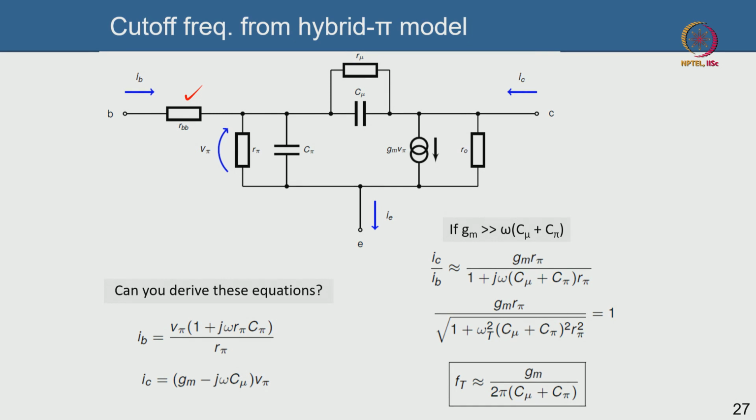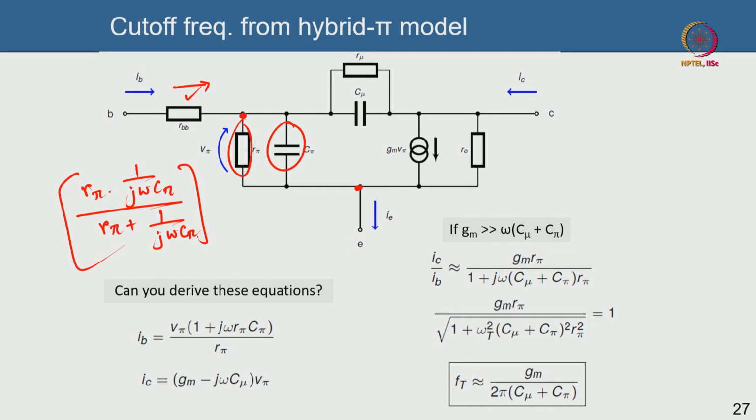Now if you look at the current that is flowing here, the voltage between this point and this point is V of pi, and you can see that there are two impedances, one is this and one is this. So the parallel of them will be R of pi into 1 over j omega c pi, divided by R of pi plus 1 over j omega c of pi. This is the total impedance between this point x and this point y. If you divide the voltage V pi by that total impedance, then you get the base current, which is precisely this.